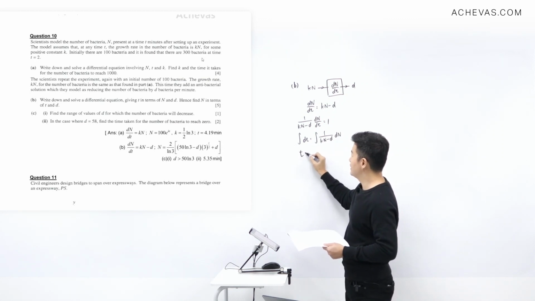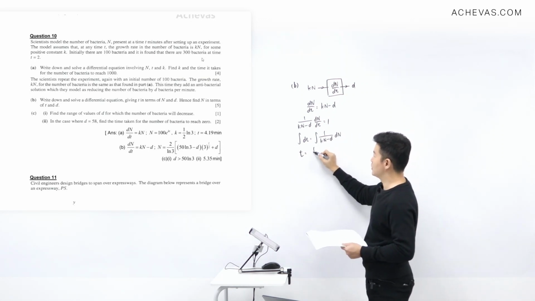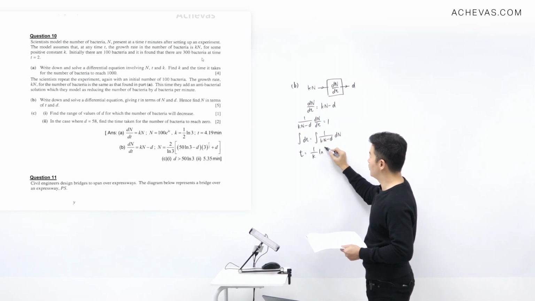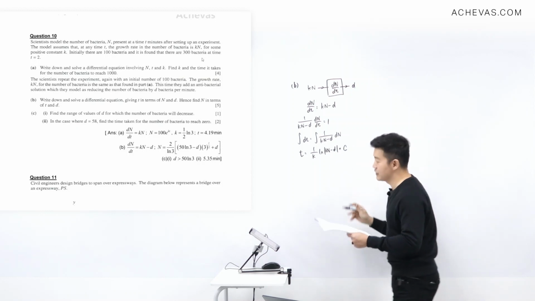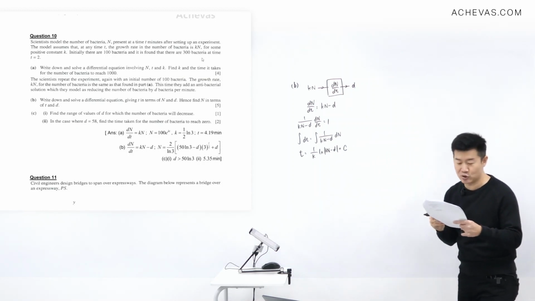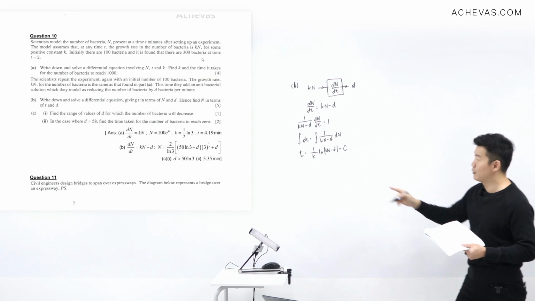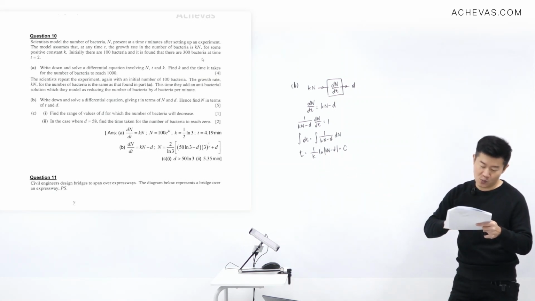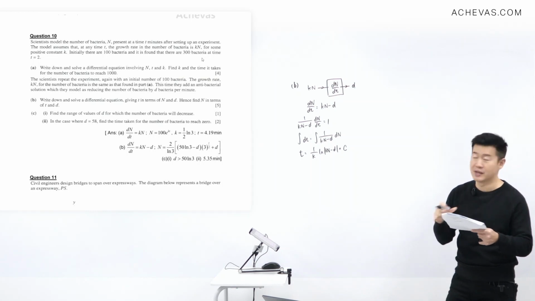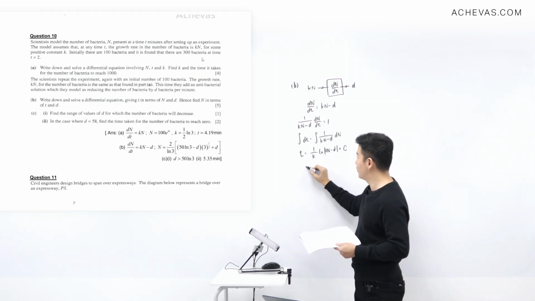So on the left hand side here is going to be just t, and here is going to be 1 over k of ln modulus of kn minus d plus an arbitrary constant. I'm going to go for c as the arbitrary constant. And let's not forget about what is k. K we have actually solved in the previous part. In the previous part, k was half ln 3. So let's replace this k by half ln 3.